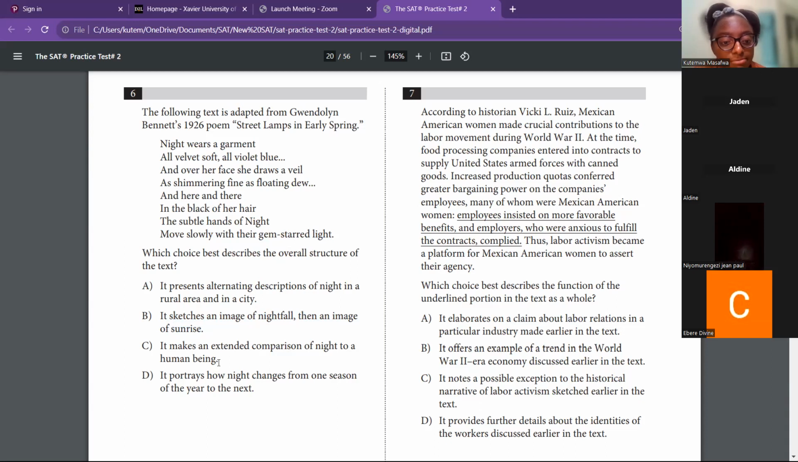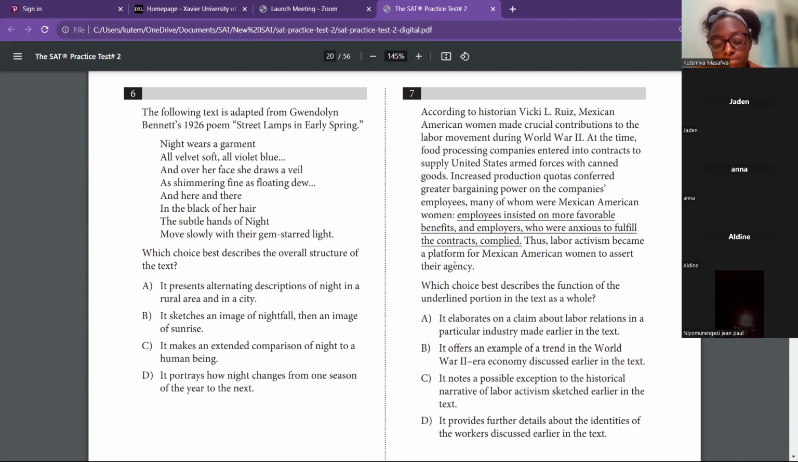I see a C in the chat. I was thinking that it was C based on the fact that they use pronouns to talk about night and it gives it human action. So it's personifying something that isn't real or human. So that's why I would say C is the answer. Okay, I see. Thank you. So anyone want to defend A?